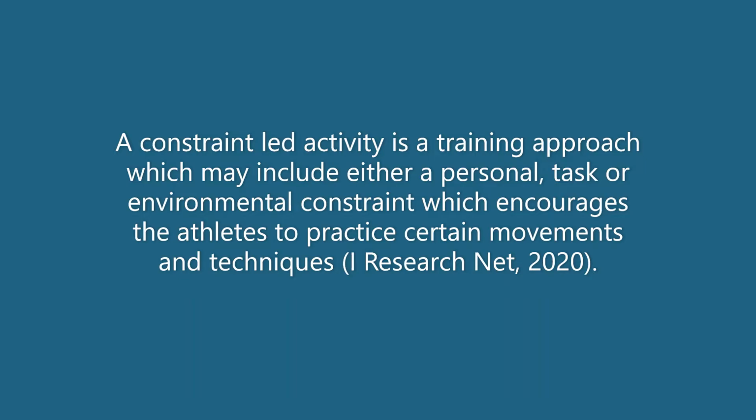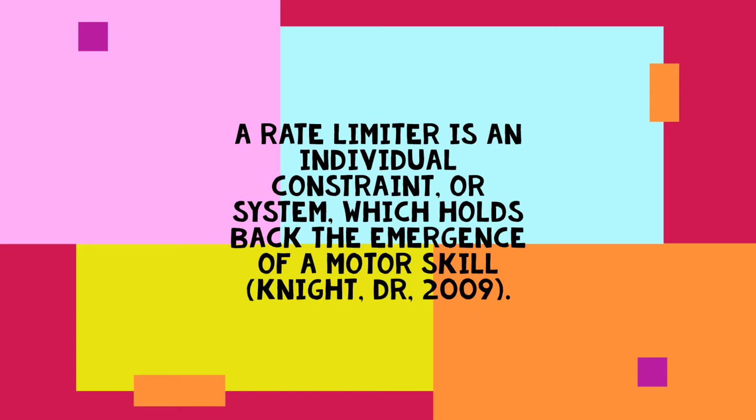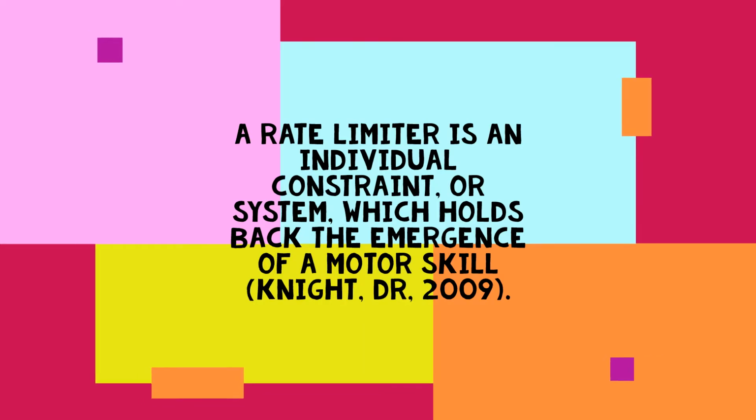A constraint-led activity is a training approach which may include either a personal, task, or environmental constraint which encourages the athletes to practice certain movements and techniques. A rate limiter is an individual constraint or system that holds back the emergence of a motor skill.